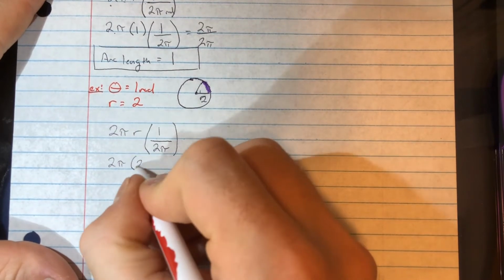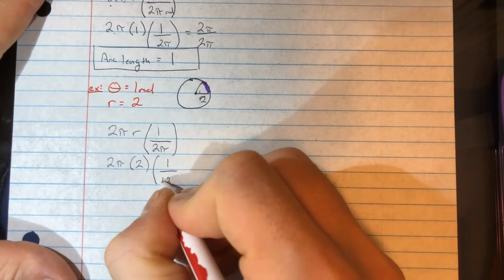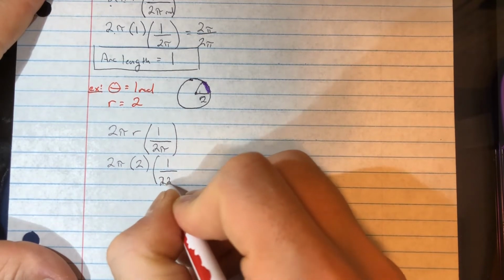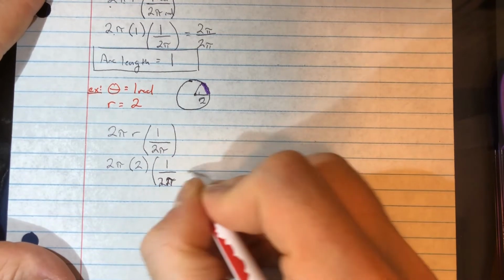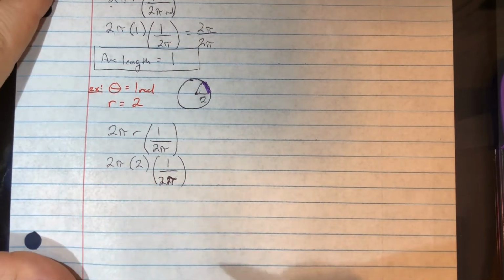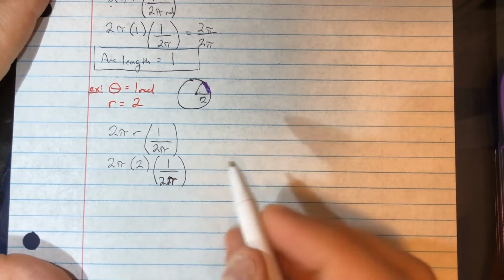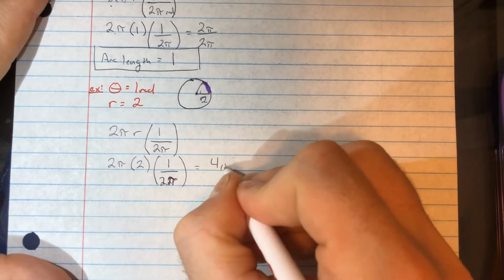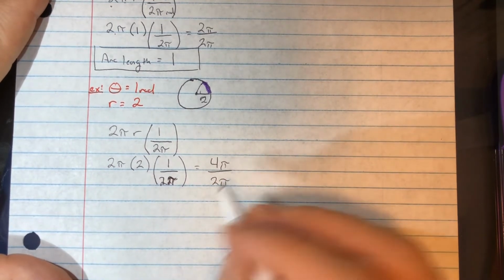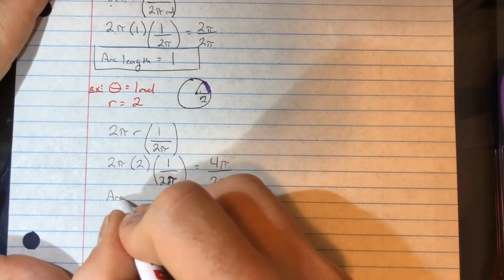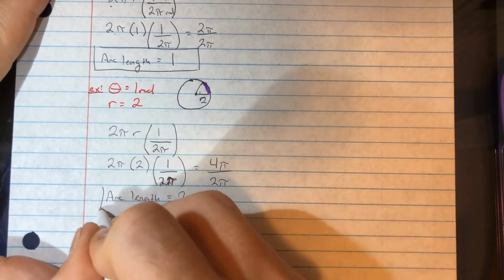This time my radius is 2. And I'm still looking for 1 out of 2 pi. That's a 2, and that's a pi. Well, if I work this out, I get 2 pi times 2 times 1, which is 4 pi. On the bottom, I have 2 pi. My pi's cancel out. This time, my arc length is equal to 2.